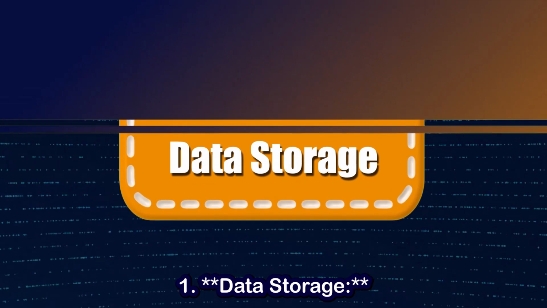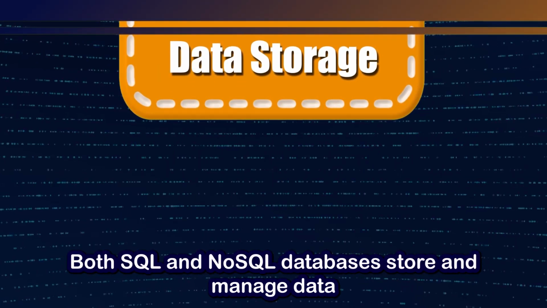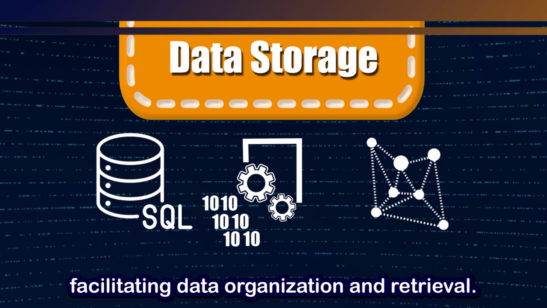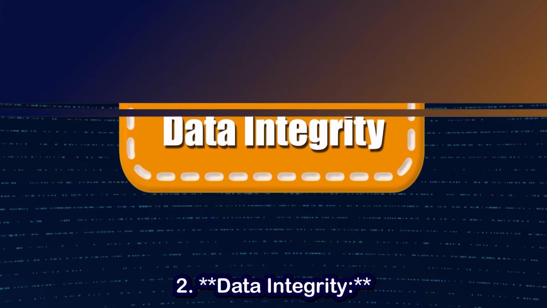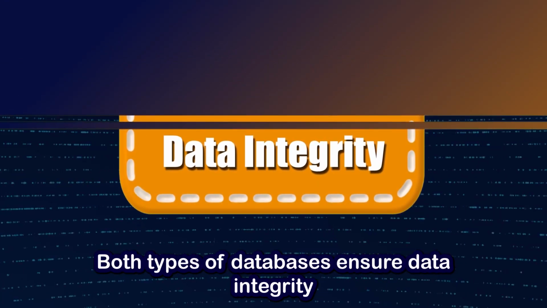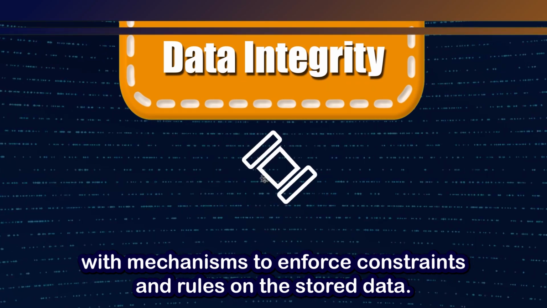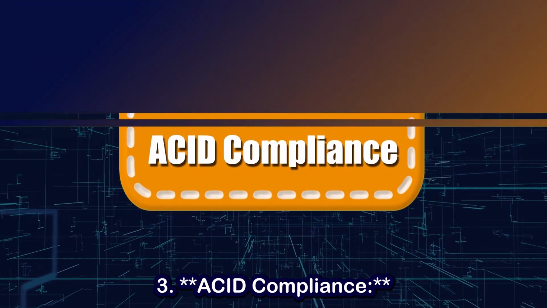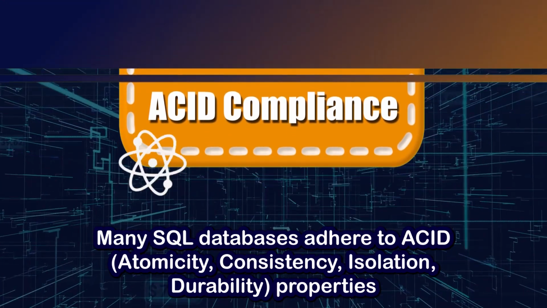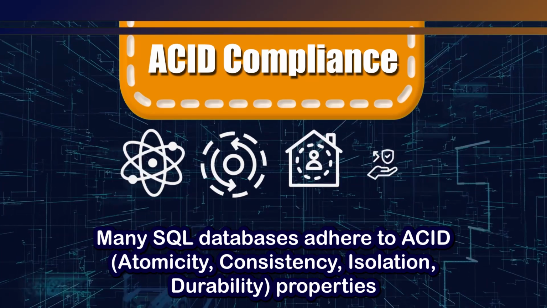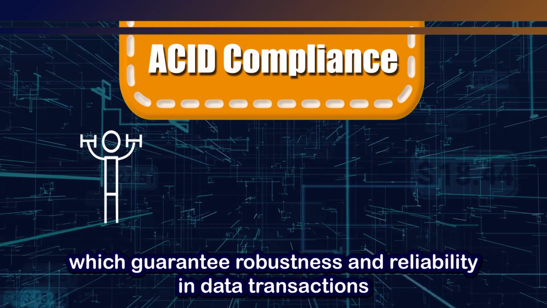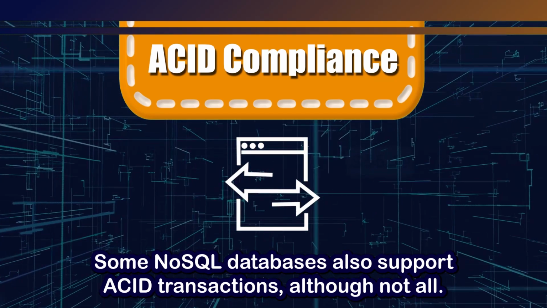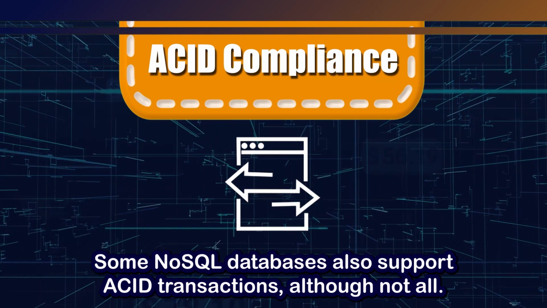Similarities. 1. Data storage. Both SQL and NoSQL databases store and manage data, facilitating data organization and retrieval. 2. Data integrity. Both types of databases ensure data integrity, with mechanisms to enforce constraints and rules on the stored data. 3. ACID compliance. Many SQL databases adhere to ACID, atomicity, consistency, isolation, durability, properties, which guarantee robustness and reliability in data transactions. Some NoSQL databases also support ACID transactions, although not all.